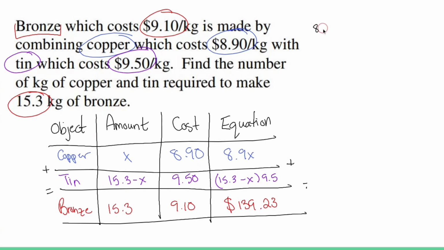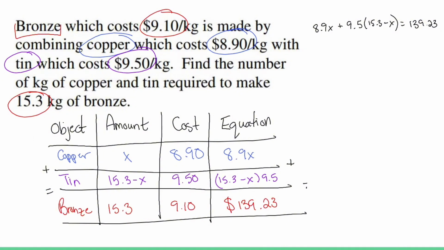So I have 8.9x plus, and I am going to rearrange this to make it a nicer looking distributed property problem, 9.5 times (15.3 minus x) equals 139.23.